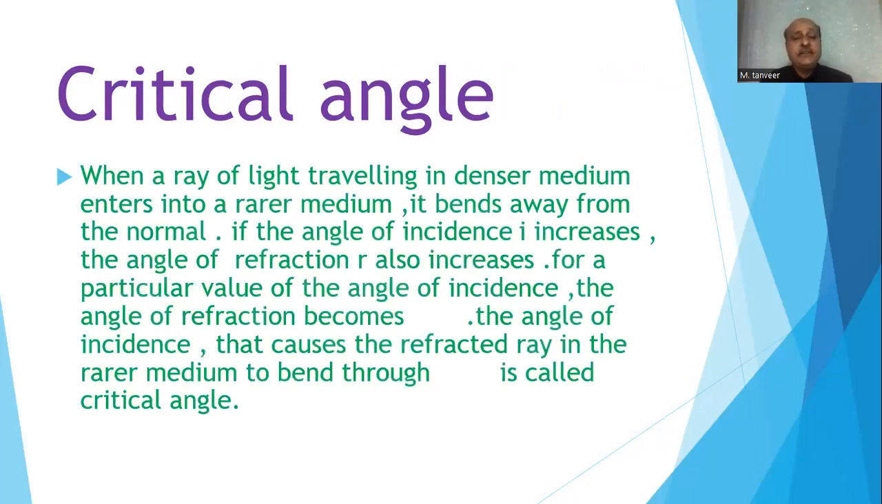When a ray of light traveling in a denser medium enters a rare medium, meaning less dense, whose density is less, it bends away from the normal. If the angle of incidence increases, the angle of refraction also increases. For a particular value of the angle of incidence, the angle of refraction becomes 90 degrees. The angle of incidence that causes the refracted ray in the rare medium to bend through 90 degrees is called the critical angle. So when the refracted ray becomes parallel to the other medium, the angle of refraction becomes 90 degrees and that angle of incidence is called the critical angle.